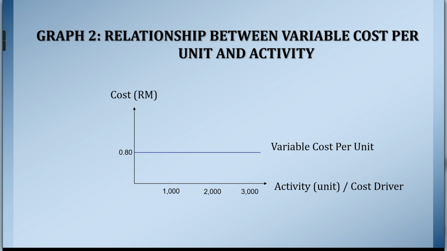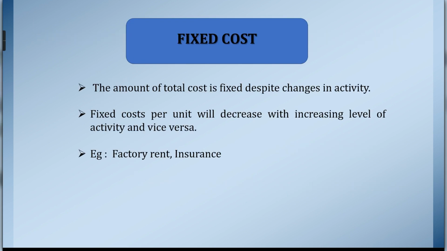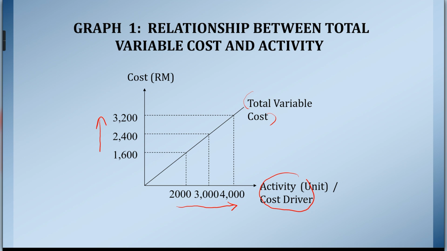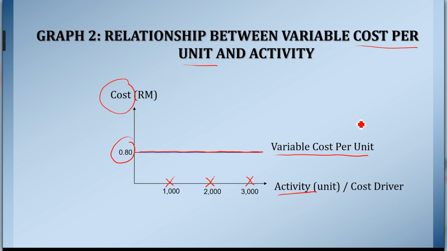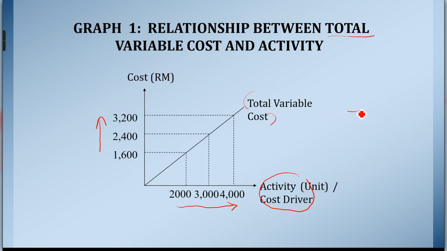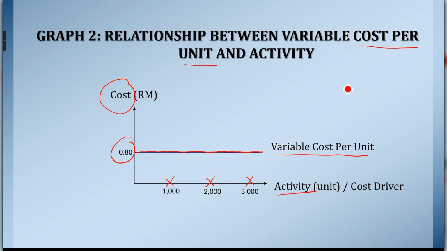Now we are going to see the relationship between variable cost per unit and activity. This is for per unit. As I said just now, whether you produce 1,000 units, 2,000 units, or 3,000 units, the variable cost per unit rate stays the same and does not change. Here we are seeing the relationship between the activity and the cost per unit. The previous slide I showed was the relationship for the total. So with total versus per unit, you'll get a different graph. This one is for total variable cost, whereas this one is for the cost per unit.